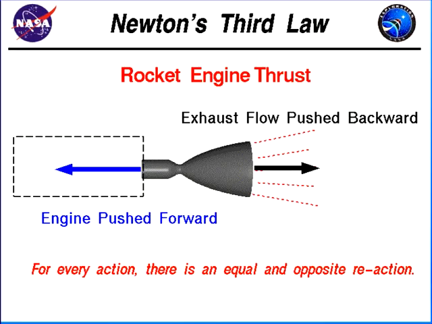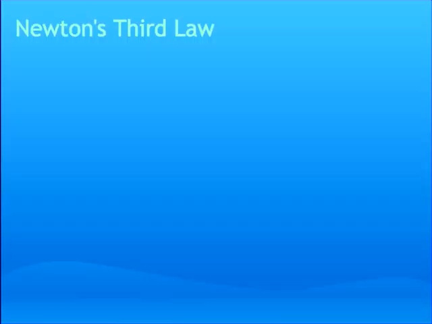NASA needs to know this information because they study rocket engine thrust. They need to know that the flow pushed backward will cause that rocket to go up into the air. For every action, there's an equal and opposite reaction.